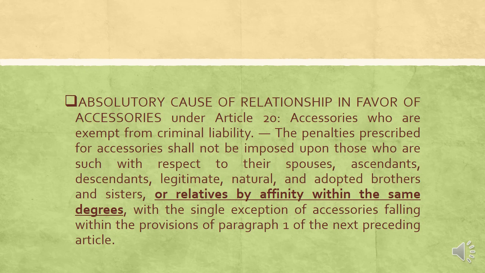Number three, the absolutory cause of relationship in favor of accessories under Article 20. Remember? Accessories who are exempt from criminal liability. It states, and I quote, the penalties prescribed for accessories shall not be imposed upon those who are such with respect to their spouses, ascendants, descendants, legitimate, natural, and adopted brothers and sisters, or relatives by affinity within the same degrees, with the single exception of accessories falling within the provisions of paragraph 1 of the next preceding article. Again, it makes mention of relatives by affinity within the same degrees. So, under Article 20, if you still remember, if you are an accessory with respect to a principal who is your relative by affinity within the same degrees as your ascendants, descendants, or brothers and sisters, you are exempt from criminal liability.